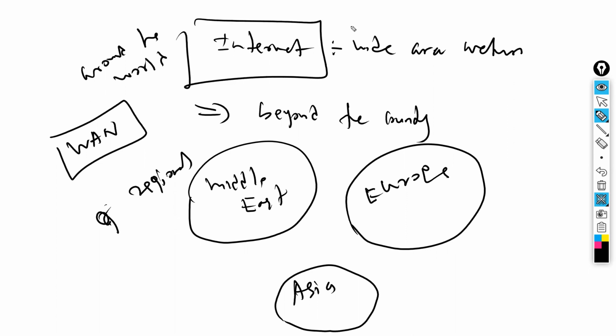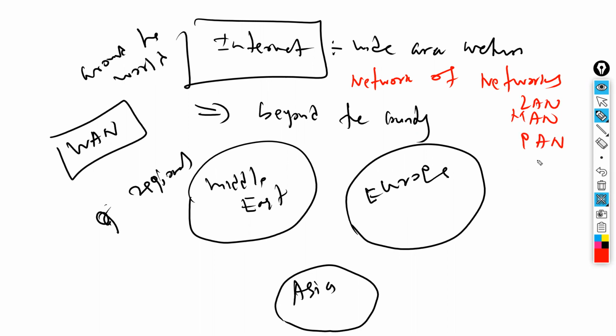The short definition of the internet is a network of networks. Whatever the networks, we have a MAN, we have a LAN, we have a PAN, we have a WAN, right? All are connected together.